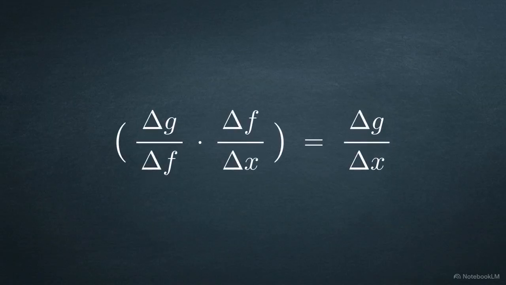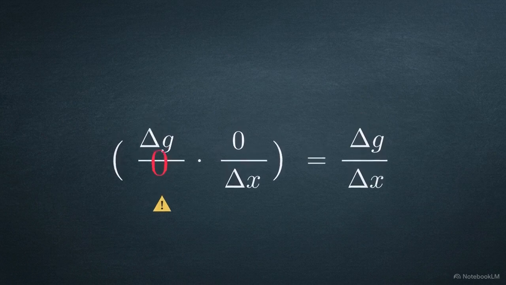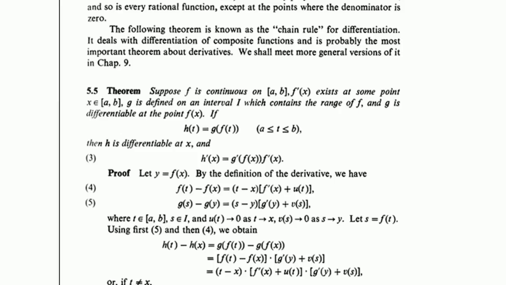Introductory calculus classes often prove this rule by multiplying fractions and canceling middle terms. However, because limit definitions involve variables approaching 0, this proof collapses if the change in f equals 0 at any point. The algebra requires a division that isn't defined. Rudin sidesteps this in Theorem 5.5.